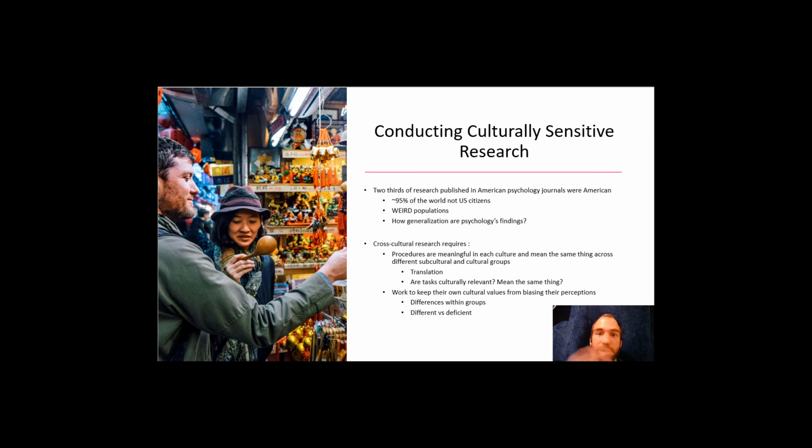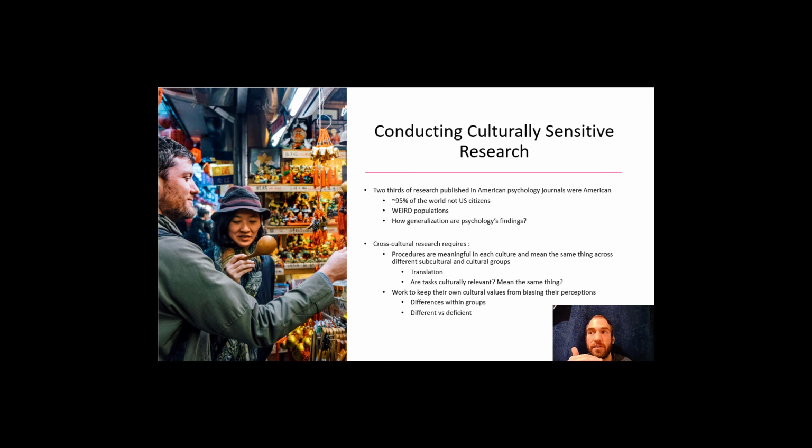All this research, all Piaget, all these researchers are from very small groups of people. In the case of Piaget, it's basically his children. So how generalizable is that to the real world? Cross-cultural research requires that the procedures are meaningful in each culture and mean the same thing across different subcultures and cultural groups. Translations. So everybody that speaks two languages understands that the language is not going to be identical.